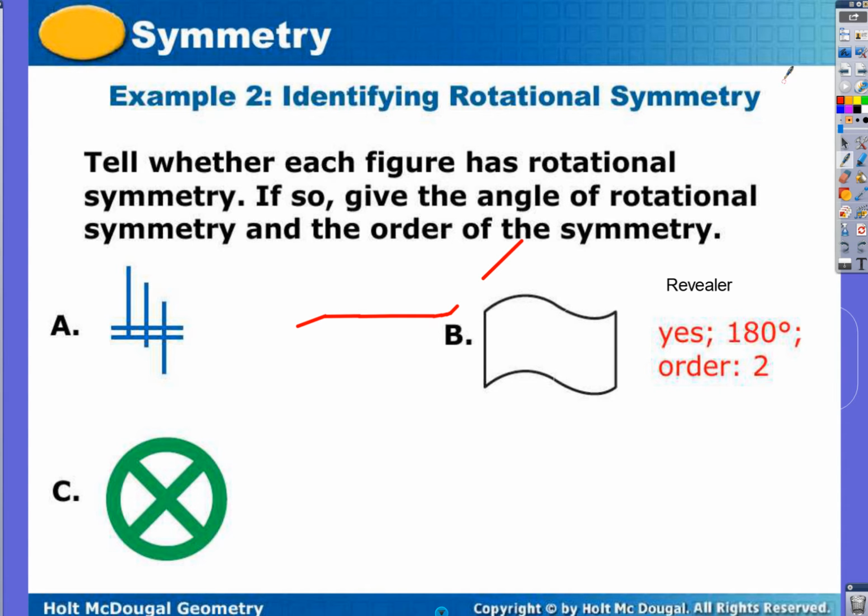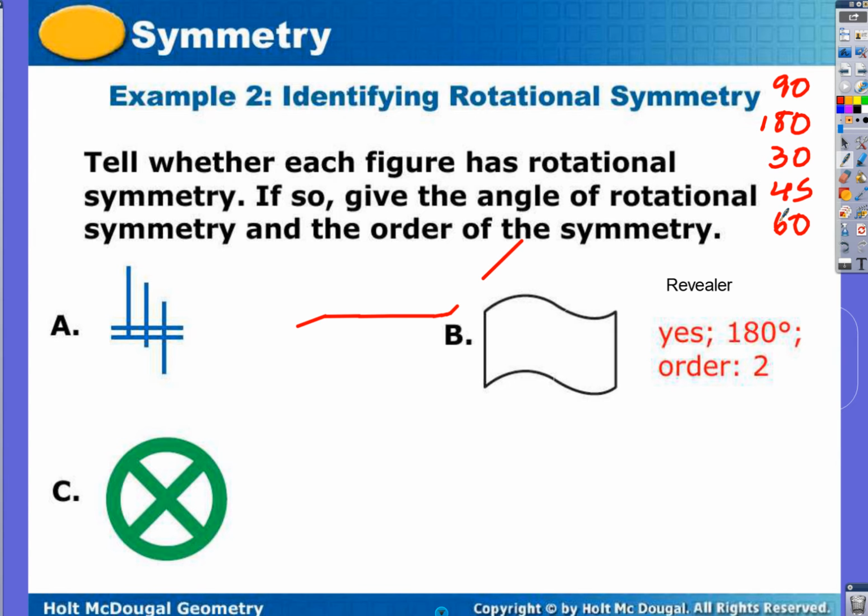But 90, 180, 30, 45, and 60. I'd say those are probably going to be the most common ones that you might see. So how do you know how much to rotate? Well, it depends on each figure.